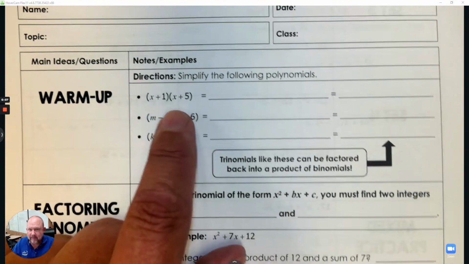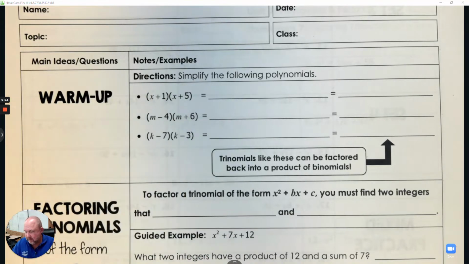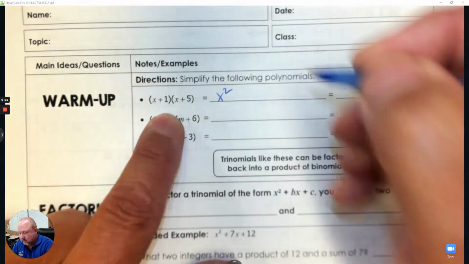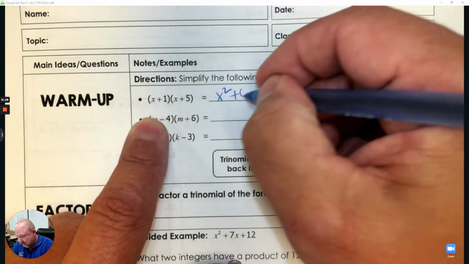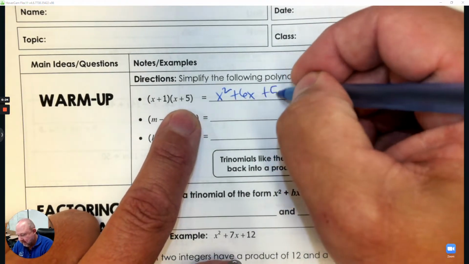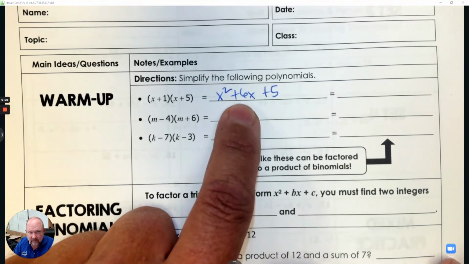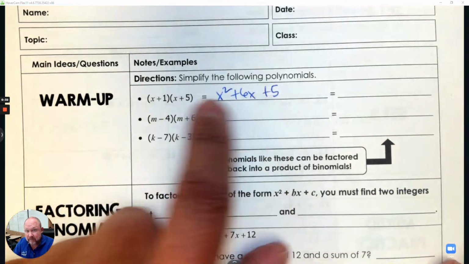So to warm up, to understand what happens when two binomials are multiplied together, I'm going to give you a little shortcut. x times x is x squared. Then add the numbers you see, that's 6. And then multiply the numbers you see, and that's 5. That is called expanded form. This is called factored form, when this becomes a product.